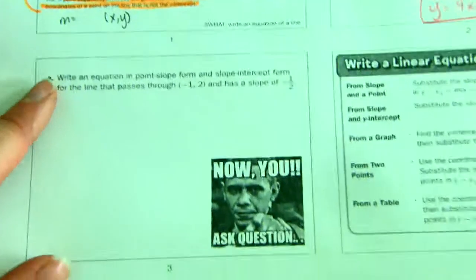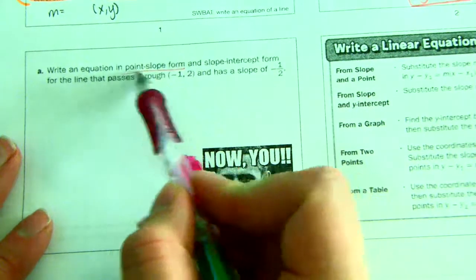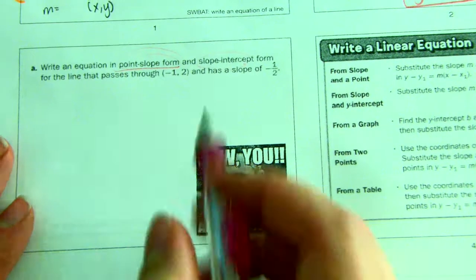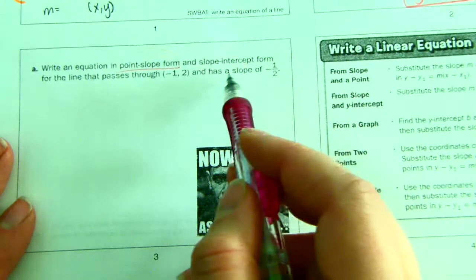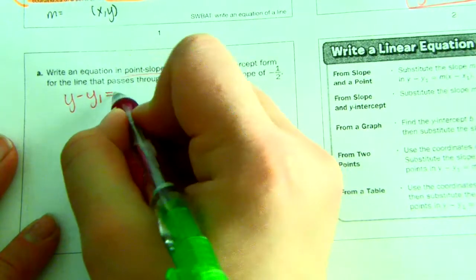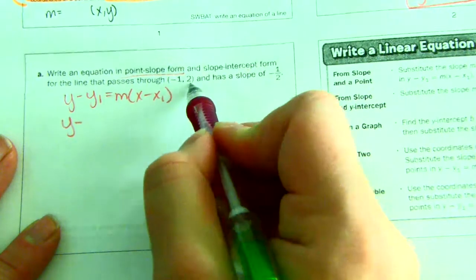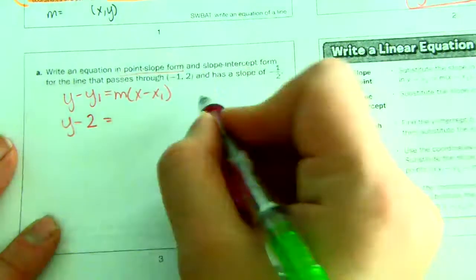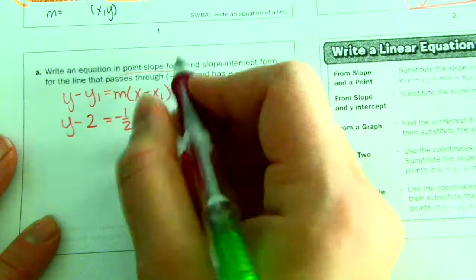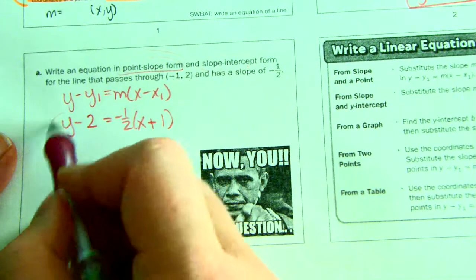Okay, let's try another one. It says write an equation in point-slope and in slope-intercept form. So basically, when we start with this, we'll end up with that if we keep going. And then that will work out just fine. For a line that passes through this ordered pair and has a slope of negative 1/2. So start off by rewriting that point-slope form. y minus y1 equals m times x minus x1. This is x, this is y. So y minus 2 equals slope negative 1/2 times x minus x1. x minus negative 1 will become x plus 1. There's point-slope form.